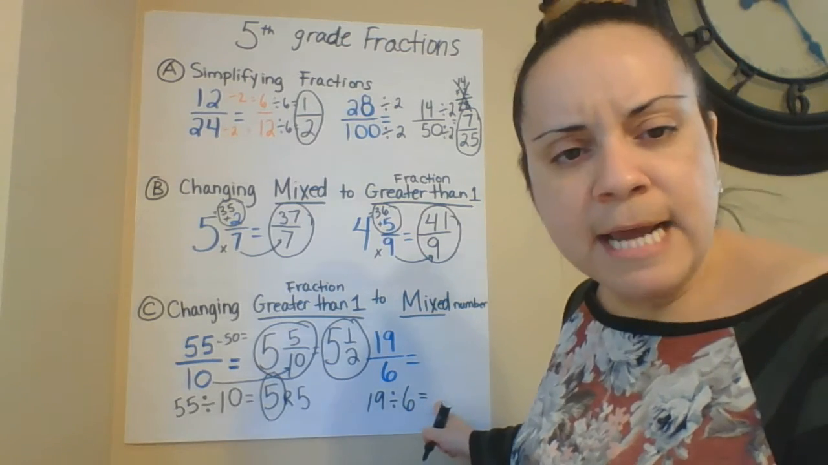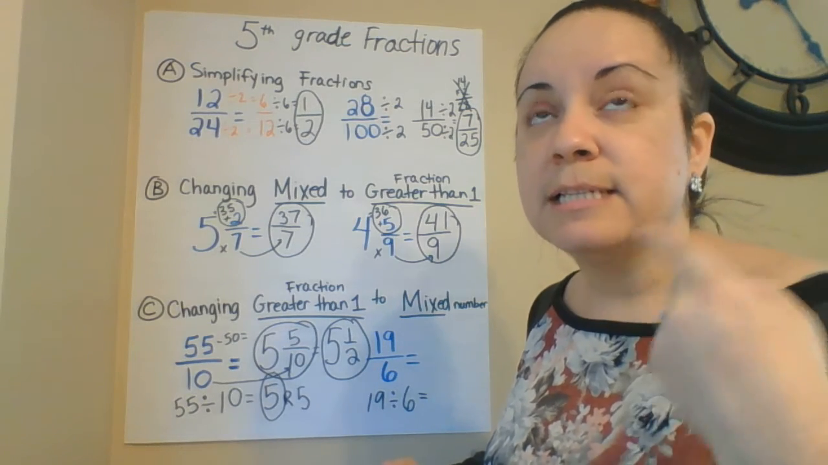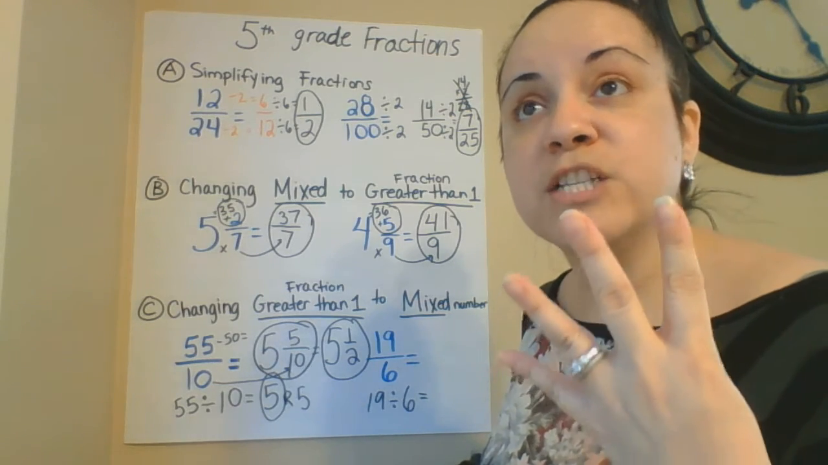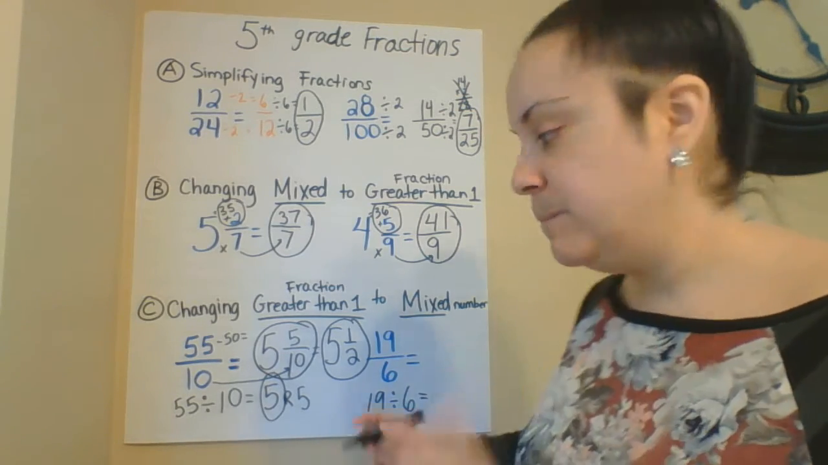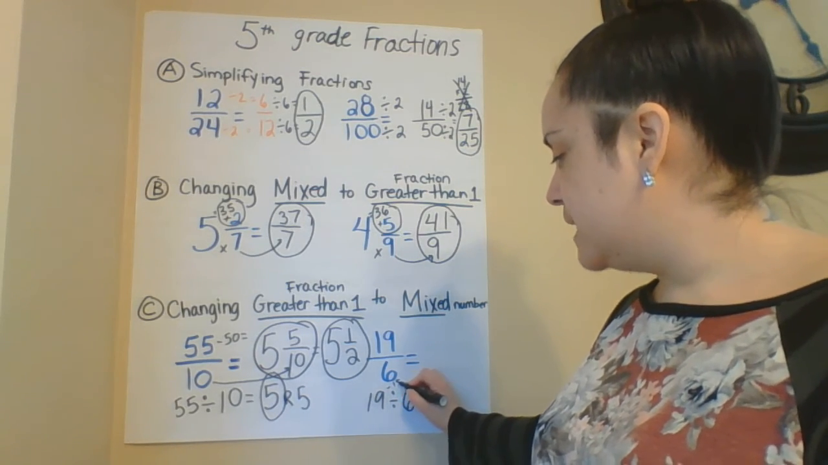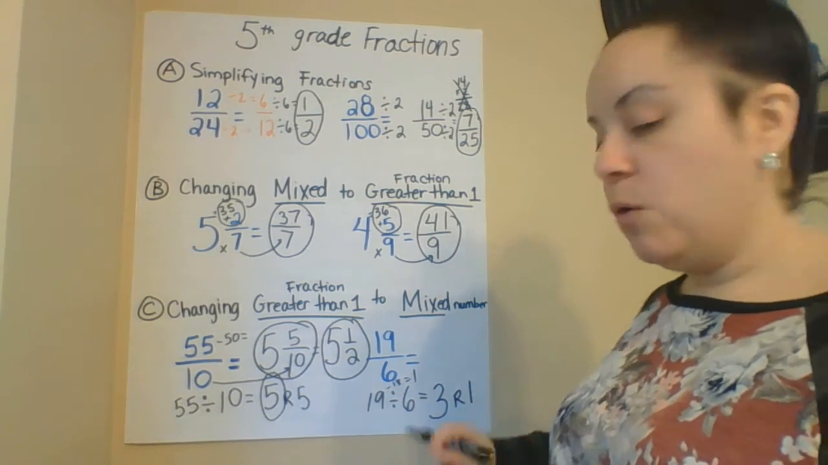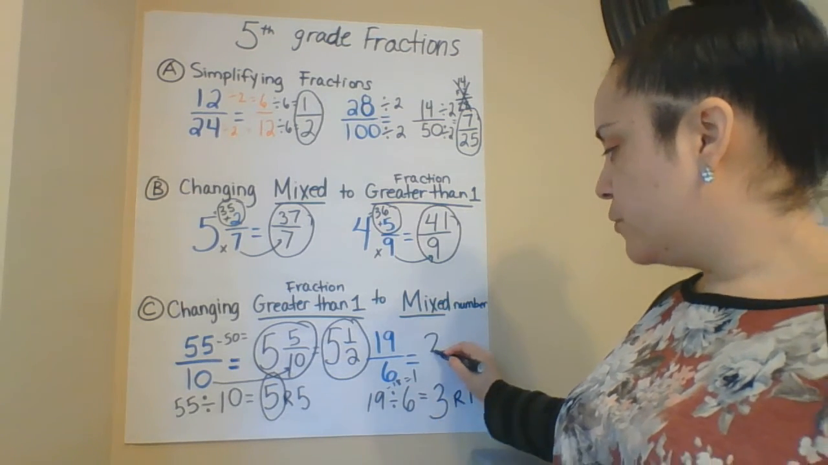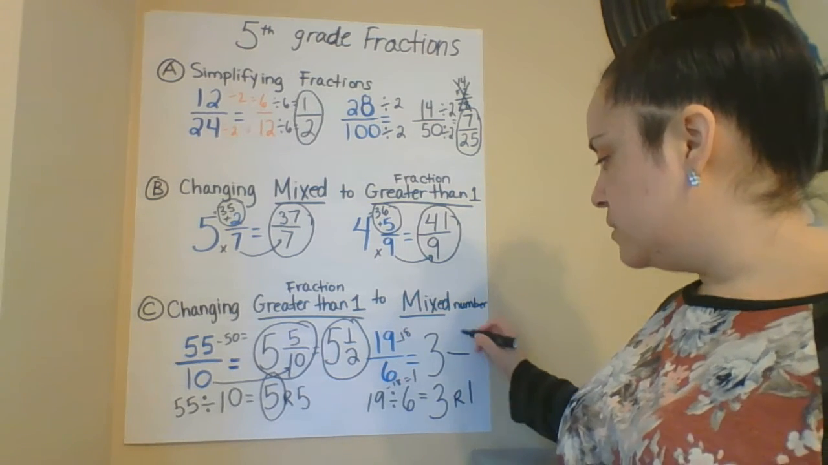6 times what can get me close to 19 without going over 19? 6 times 2 is 12. 6 times 3 is 18. 6 times 4 is 24. Oh, that's too much. So 6 times 3 is 18. So 3 is my whole number. Then if I do 19 minus 18, I would have a remainder of 1. So if I come up here, 3 is my whole number. 19 minus 18 equals 1.